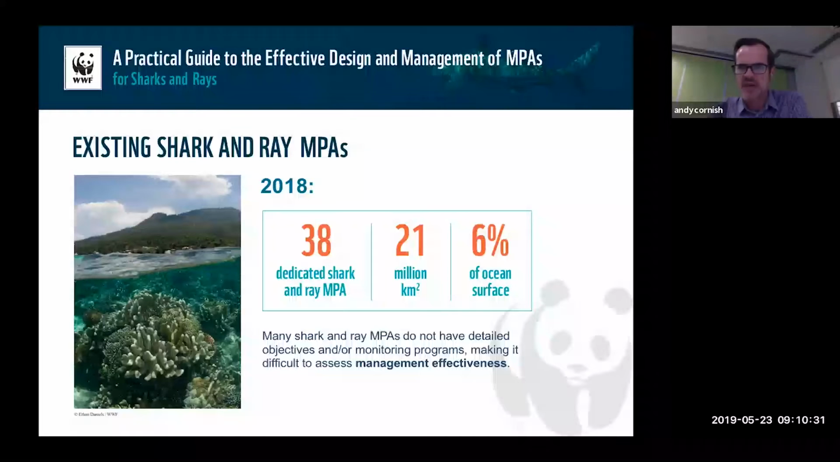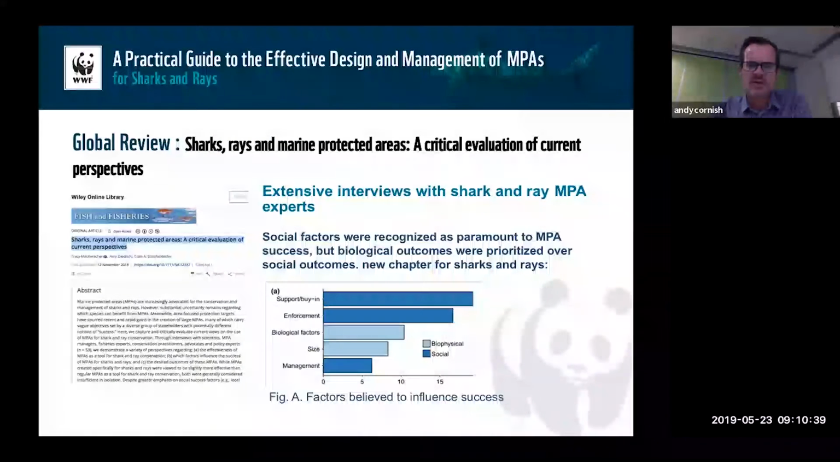And there is one particular paper that reviews all of that, which is kind of interesting. So in order to try and look at MPA effectiveness in another way, the James Cook team that I mentioned took a different slant of really looking at people's perceptions by interviewing experts, government, NGOs and others, people involved with MPAs and with shark and ray MPAs.